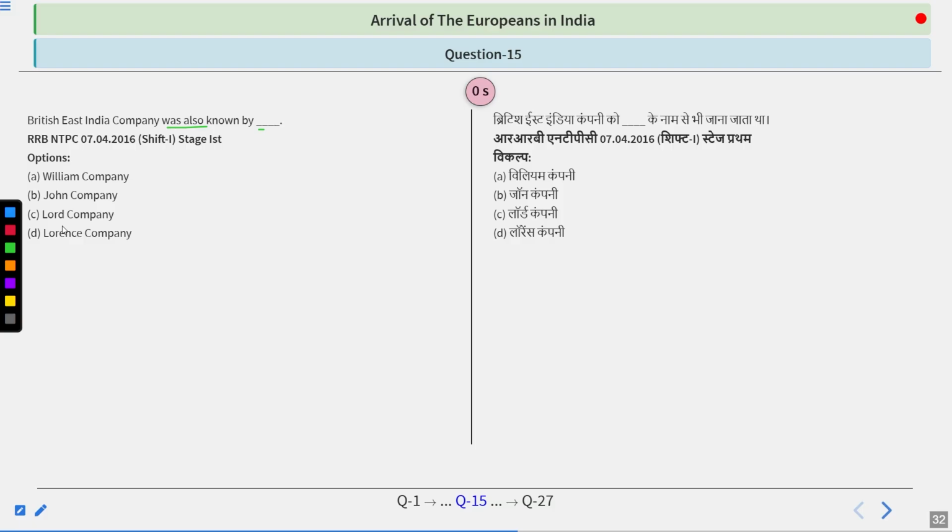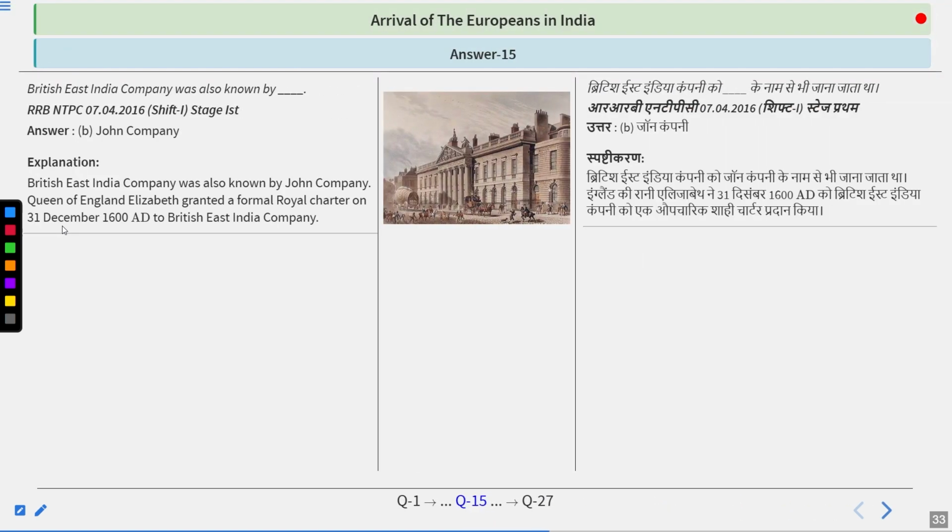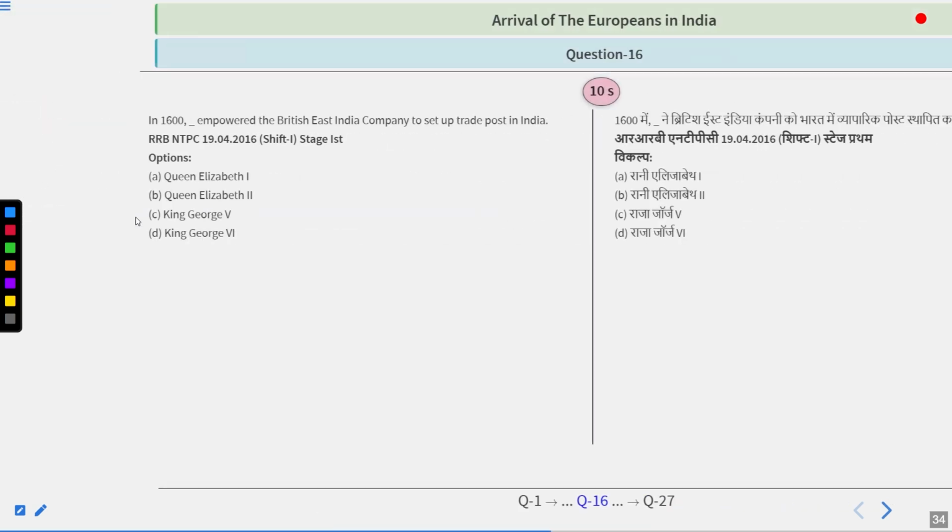And I guess the answer you are giving is right, the answer is John Company. So basically, when this idea was given to Queen Elizabeth first, and they got approval on 31st December 1600, the idea was given by two merchants, basically John Watt and George White. So that is why this company was also known as White Company. And British East India Company was also known as John Company as well. Queen of England Elizabeth granted a formal royal charter on 31st December 1600 to British East India Company. So remember, British East India Company was known as John Company.